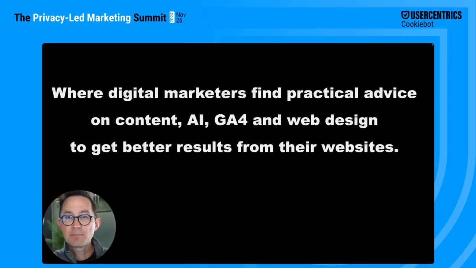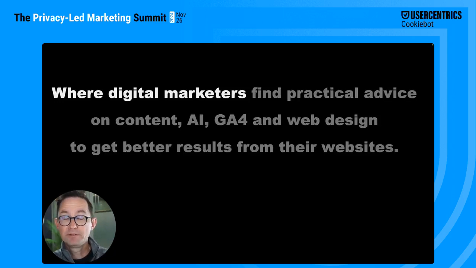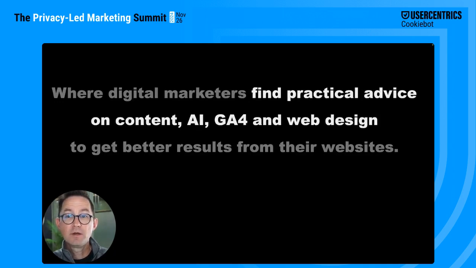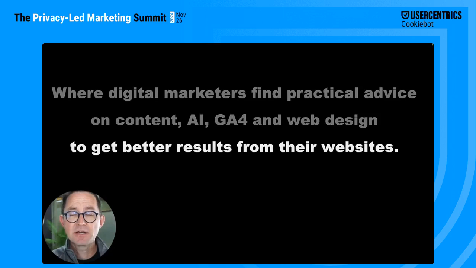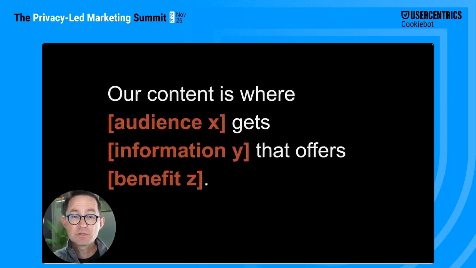Here's an example of a content marketing mission statement. This is ours. Our content is where who? Digital marketers. Find what? Practical advice on content AI, GA4, and web design. And why? Because they want to get better results from their websites. That content mission statement includes all three elements, which are critical to success in these content channels. I'll break it down. Your content is where audience X gets information Y for benefit Z. It's that simple.